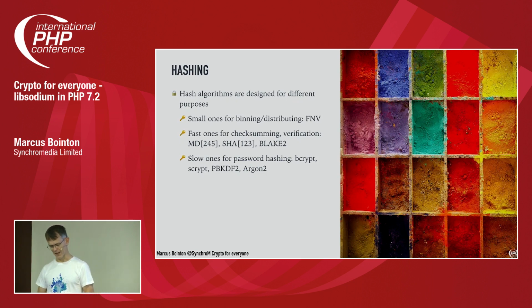Whereas a fast hash like Blake2 or MD5 will take almost microseconds to do the same thing, which means that you can run it millions and millions of times in the same amount of time. And that, to a cracker, means that it's easy for them to crack your passwords.